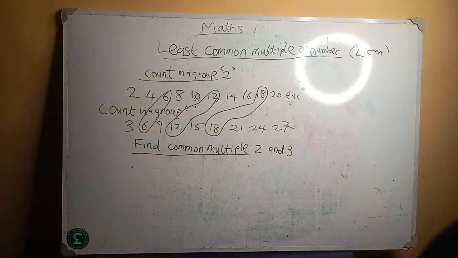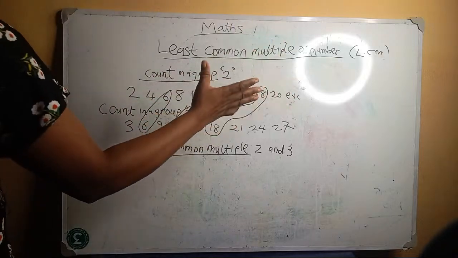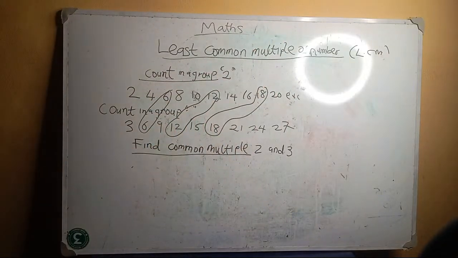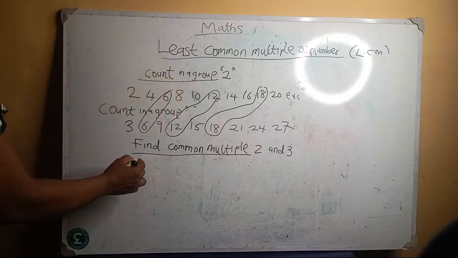Did you have any other one here? No. And so on and so forth. So that is the number that 2 can divide and 3 can also divide. Do you understand what I'm saying? Yes. So the common multiple of 2 and 3, based on the numbers we wrote here, is what?